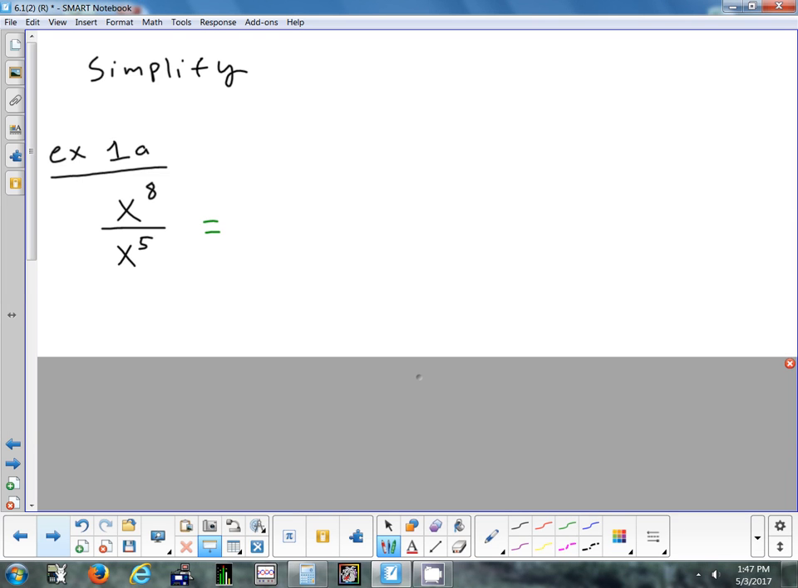Liam? Nope. Think about what we just said. Where's my x going to go, in the top or the bottom? Because I have the same base in the top and the bottom, so I can divide, but I need to know where my base is going to go. Nini says top. Why do you say top, Nini? Think about what we just said in the rule we just wrote. Where do we want to put our answer?